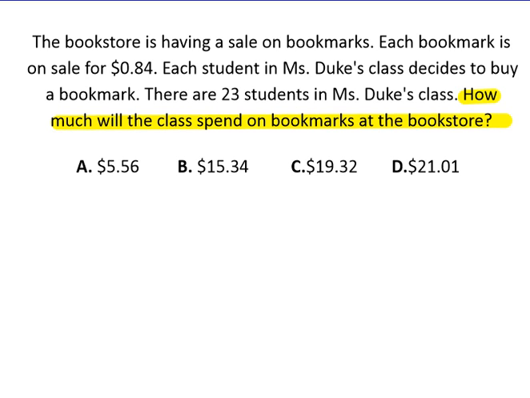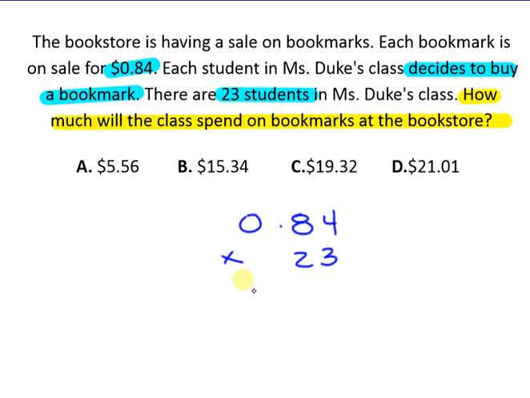Okay, now what is our operation? So it's saying that the bookmarks are 84 cents and there are 23 students in the class and each student decides to buy a bookmark. And so to me that is signaling some sort of repeated addition. Okay, so I could add 84 cents to itself 23 times, or to simplify things I could just do 84 cents times 23, which is what I'm going to do. So I'm going to do 0.84 times 23.